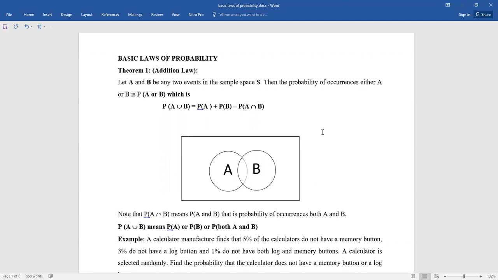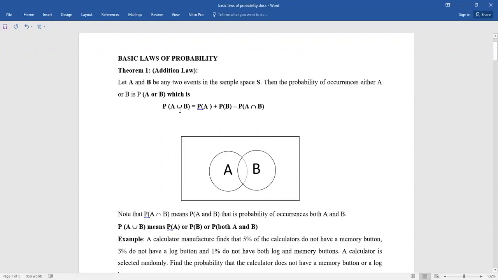First of all, you have to learn the addition law, or additive law. Suppose we have two events A and B. You can see in the Venn diagram two events A and B. What is the probability that there will be either A or B? We can write as a union: probability of A or B equals probability A plus probability B minus probability A and B. So this is the addition law when there are two events A and B.